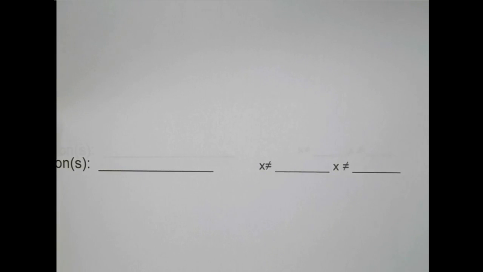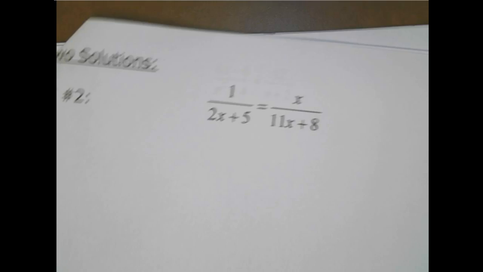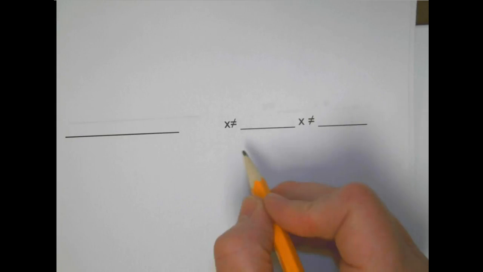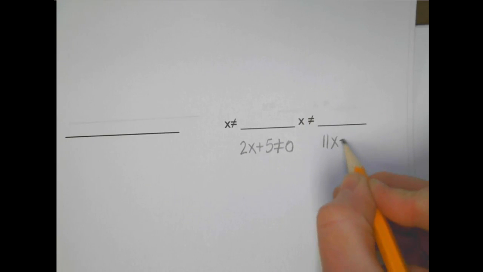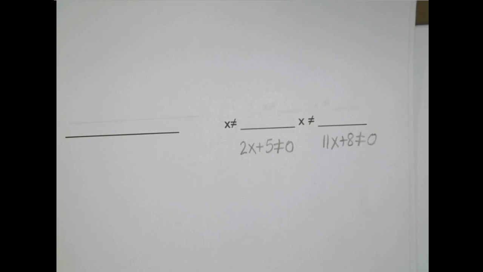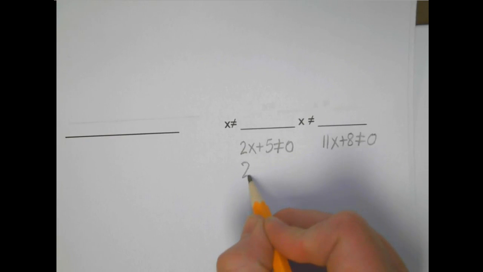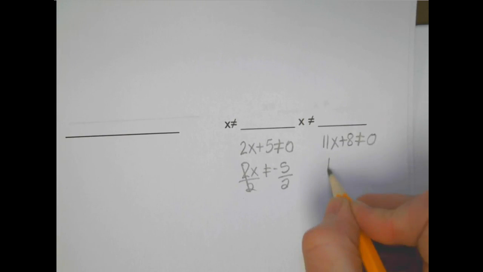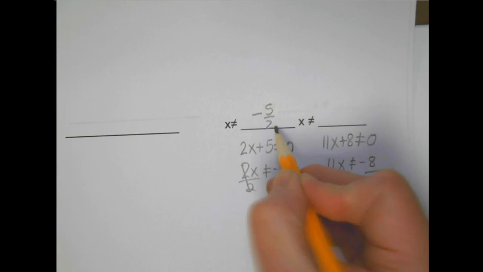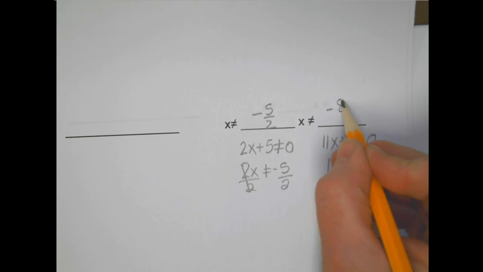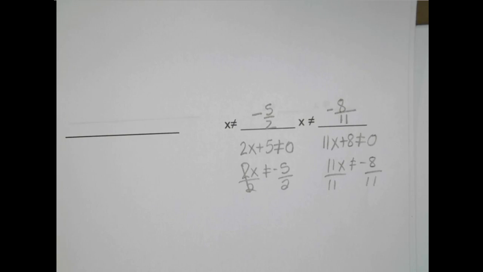Do the denominators factor? Denominators do not factor. Denominators cannot be equal to 0. Subtract 5 from both sides and divide by 2. Subtract 8 from both sides and divide by 11. This cannot be equal to 5 halves. X cannot be equal to negative 8 over 11. Those are the excluded values.